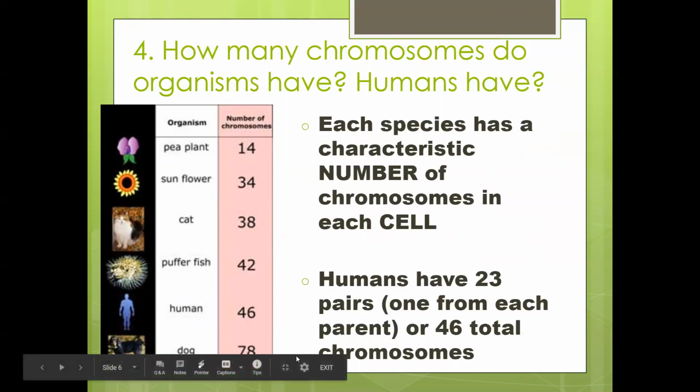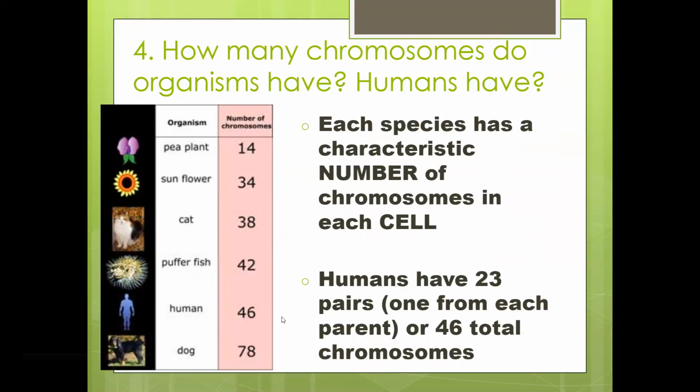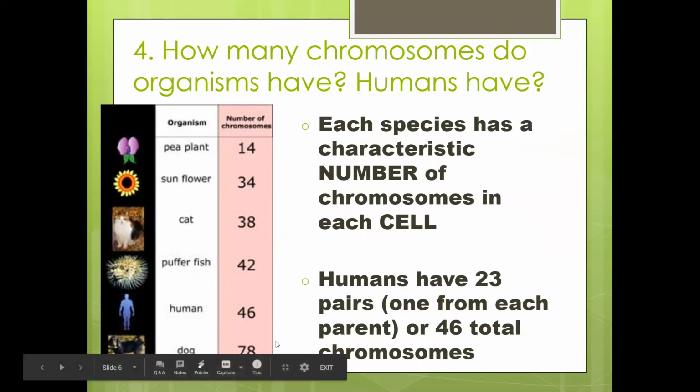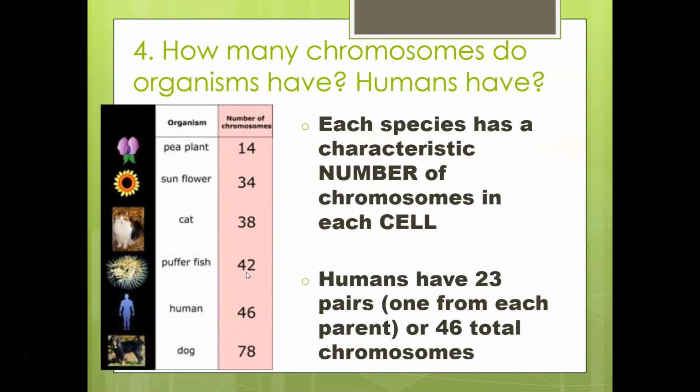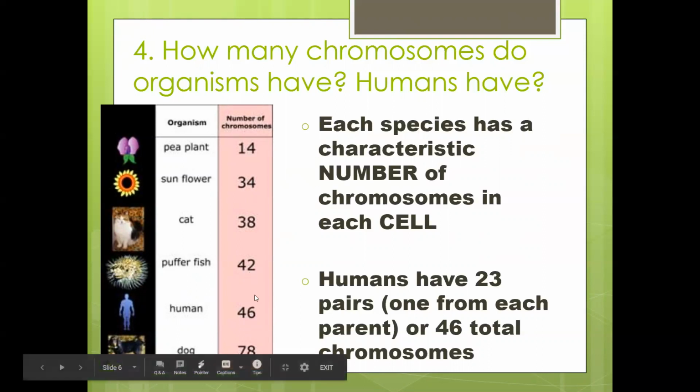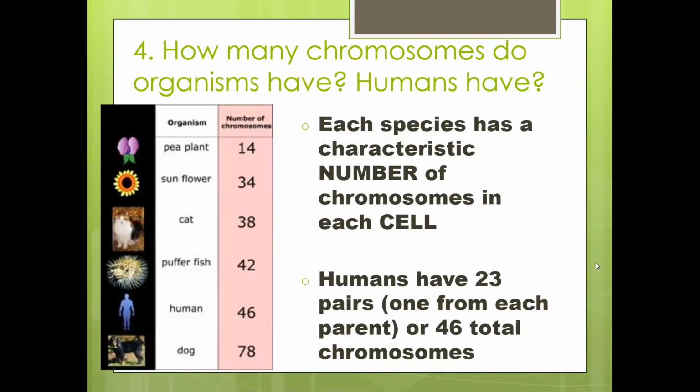Look at human versus dog. I don't think anyone would argue that dogs are more complex than humans, and yet they have 78 chromosomes versus we have 46. And then a pufferfish that's a lot smaller than a human, arguably a lot less intelligent than a human, has almost the same amount of chromosomes that we have. So you really can't tell how intelligent or complex or whatever an animal or plant is based on its number of chromosomes. It just has that number of chromosomes.